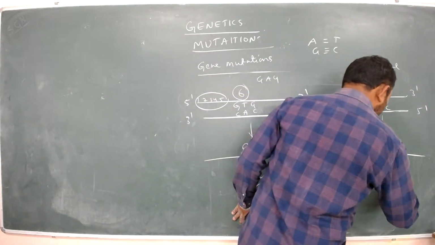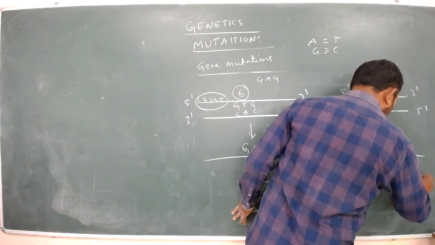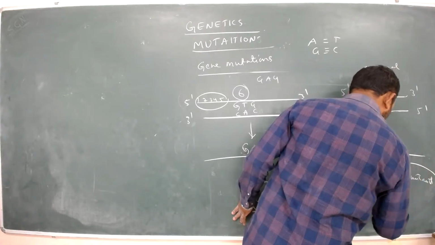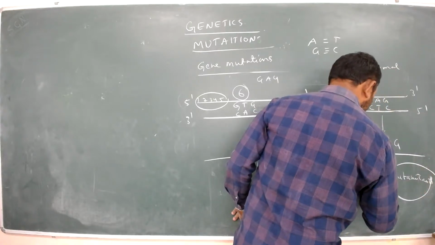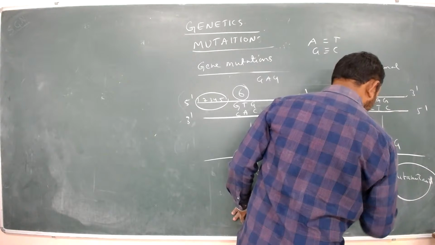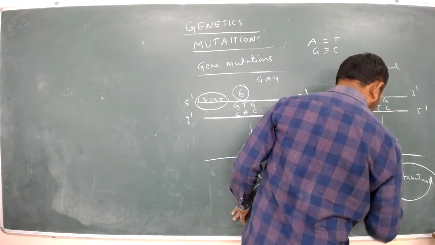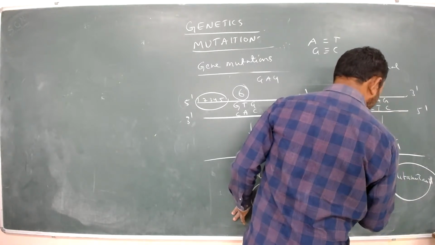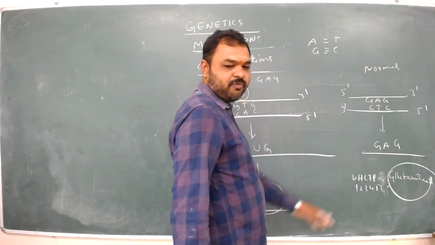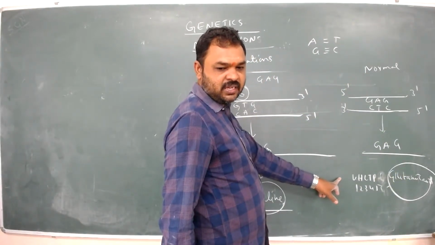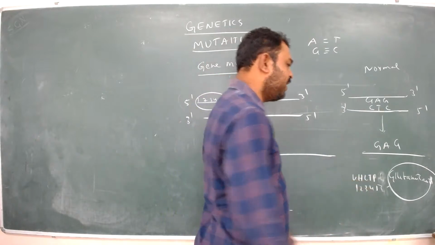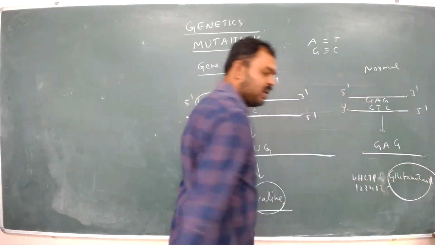What will come here in this? Glutamic acid will come. Sixth position, glutamic acid. Valine, histidine, leucine, threonine, proline, glutamic acid. 1, 2, 3, 4, 5. Here, sixth position, glutamic acid. This is the first position amino acid: valine, histidine, leucine, threonine, proline. Sixth place, glutamic acid is there.